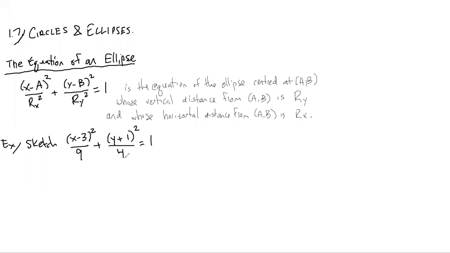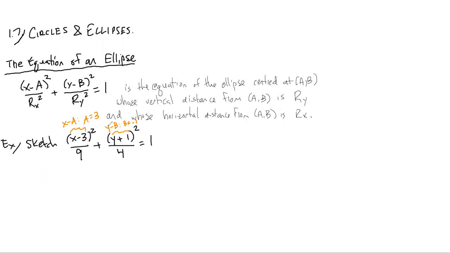All right, we'll do a couple examples here. For this first one, we're going to sketch (x minus 3) squared over 9 plus (y plus 1) squared over 4 equals 1. So this one's really nicely written in the format that we're given there. If we have a look at all of our pieces, this is our x minus a. So a is 3. And this is our y minus b. So b is -1, so that we get the same thing there.